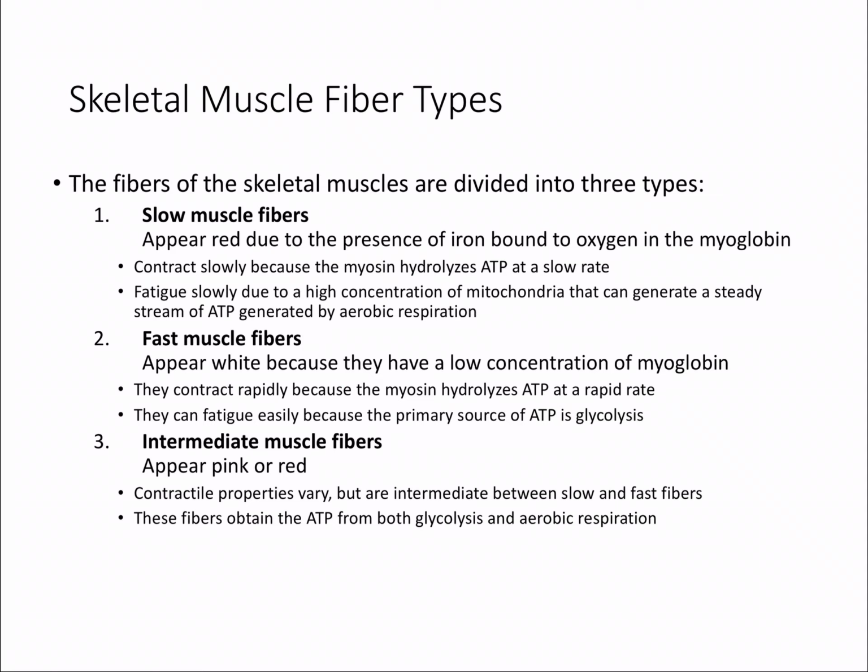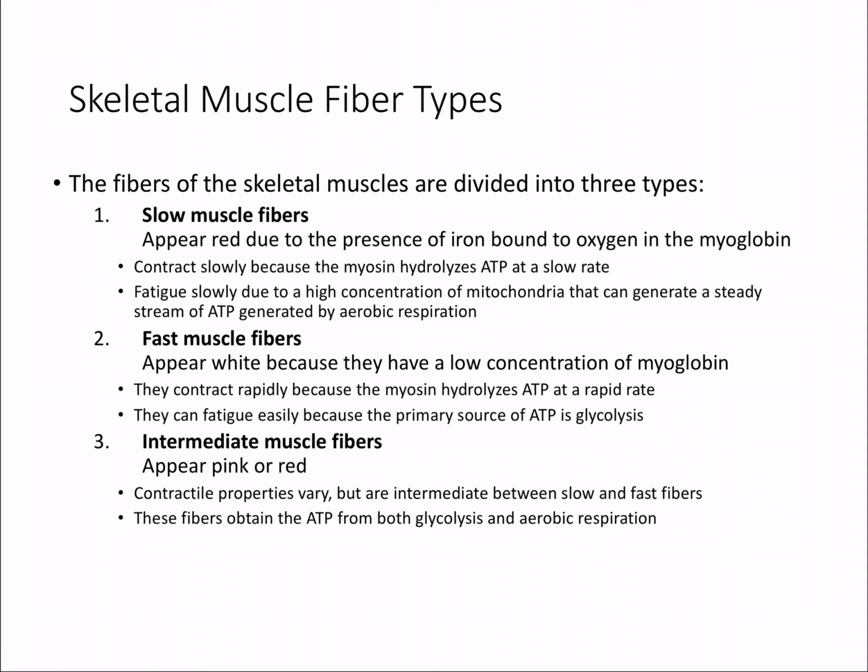The type of muscle fibers you're going to find depend on what that muscle is doing, what work it's doing. So there's three types, and I've seen these characterized different ways, but this is the way your book describes them. You've got your slow muscle fibers, and these are going to be red. Slow muscle fibers appear red because there's lots of oxygen in the myoglobin. These contract slowly, and they fatigue slowly due to a high concentration of mitochondria.